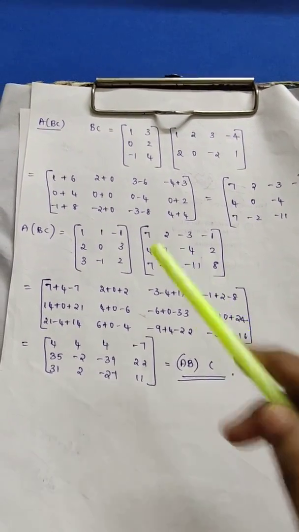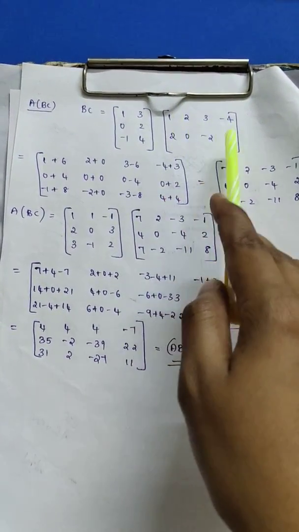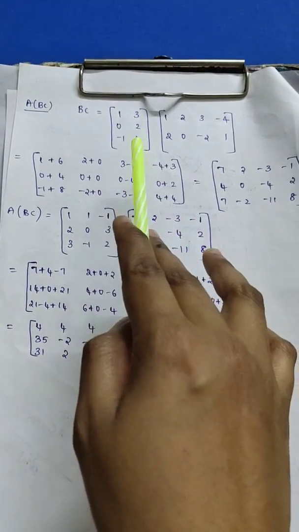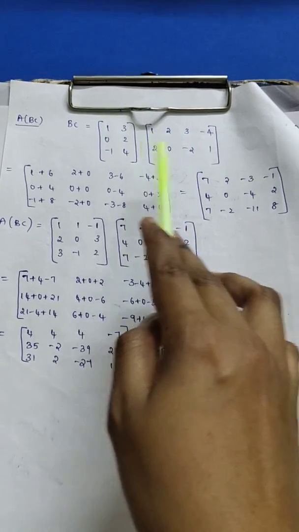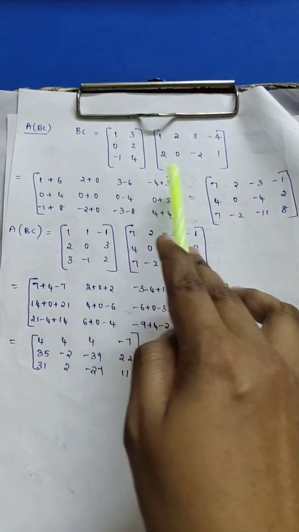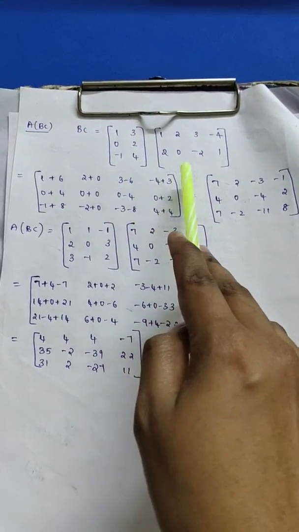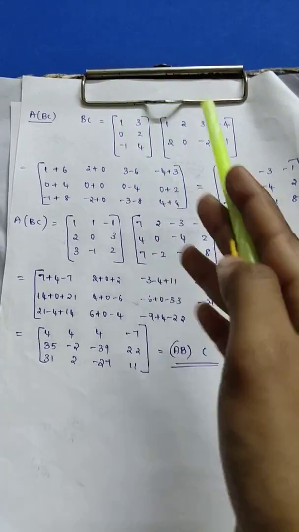So first you will start with BC. So this is matrix B and this is C. Again you can see 3 rows are there, 2 columns are there in the first matrix, and 2 rows are there in the second matrix. So number of columns in first matrix is equal to number of rows in second matrix. Therefore matrix multiplication is defined.